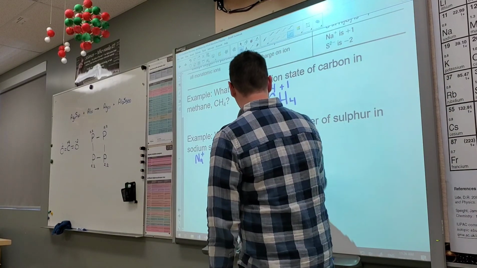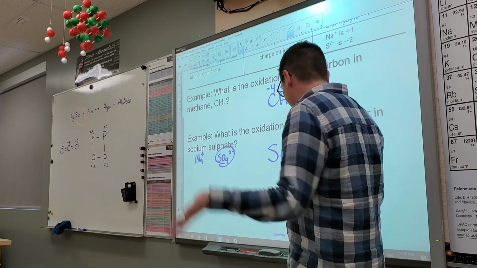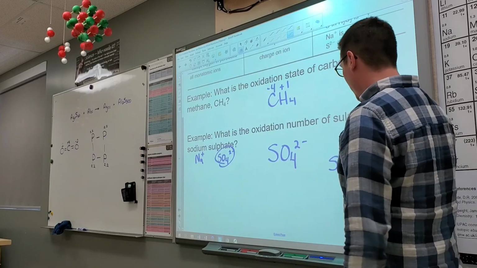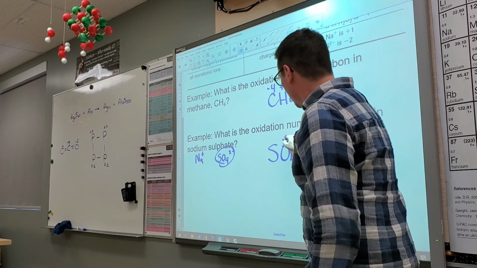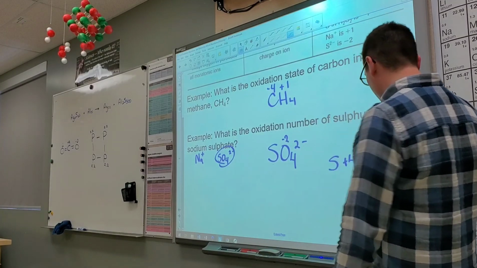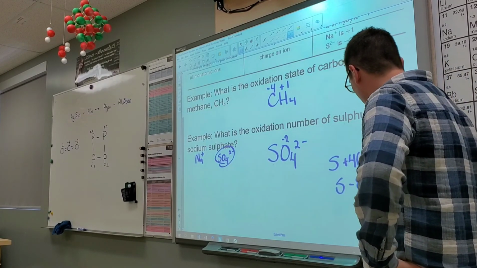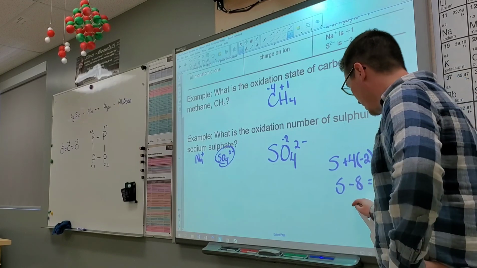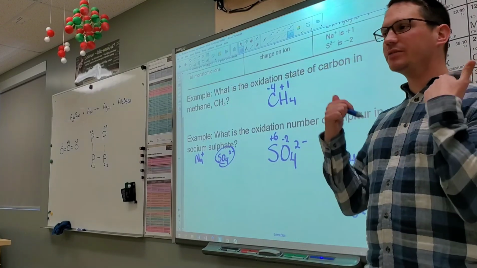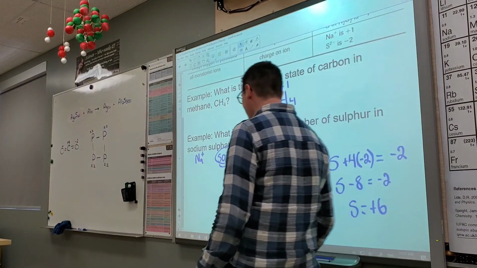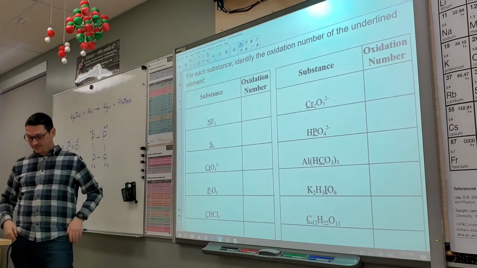So let's take a look at sulfate, SO4 2 minus. We don't know what sulfur is, so I'll write S. We know what oxygen is. There's 4 minus 2's here. And then the whole thing has to be equal to minus 2. So this is S minus 8 equals negative 2. If I add 8, S has to be equal to positive 6. So positive 6. Good? Easy peasy, lemon squeezy. Okay, so let's do some more practice.